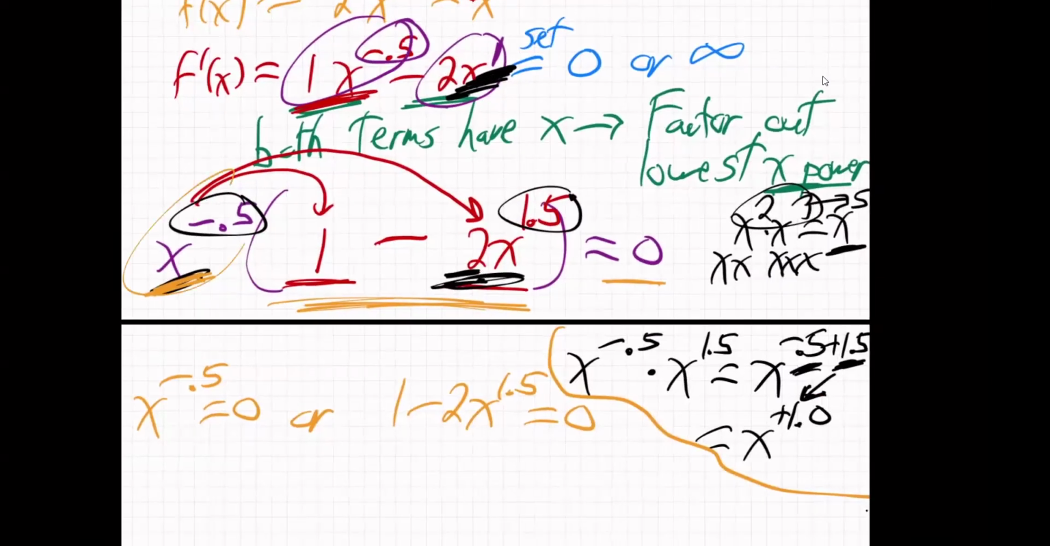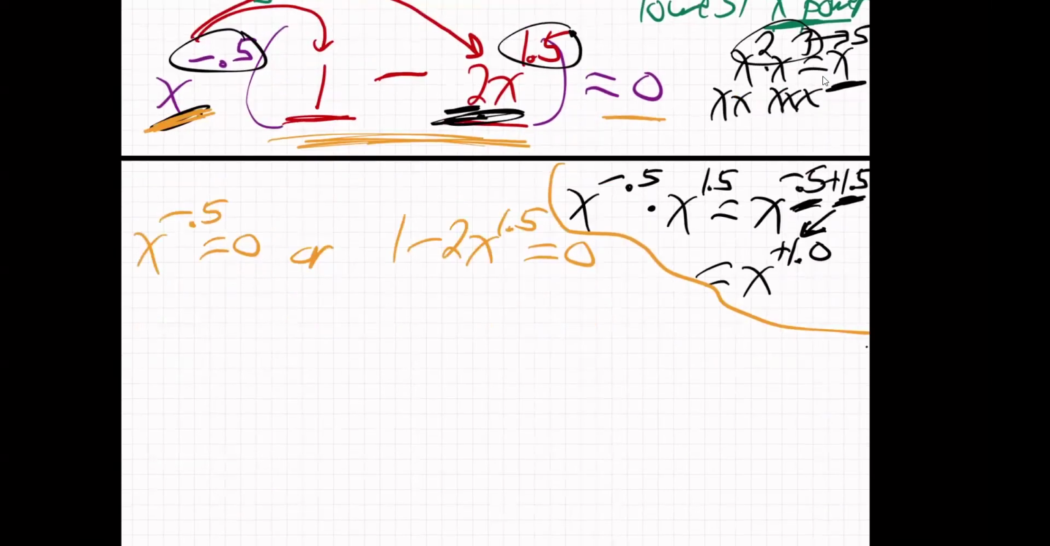When you have a negative power factored out, what does that negative power mean? Remember that means 1 over x to the positive 0.5. Remember, a negative power is unhappy where it's at. It wants to jump to the bottom and then the power becomes positive. A lot of little intense algebra rules you've got to learn. Negative powers are unhappy where they're at. They want to jump to the bottom.